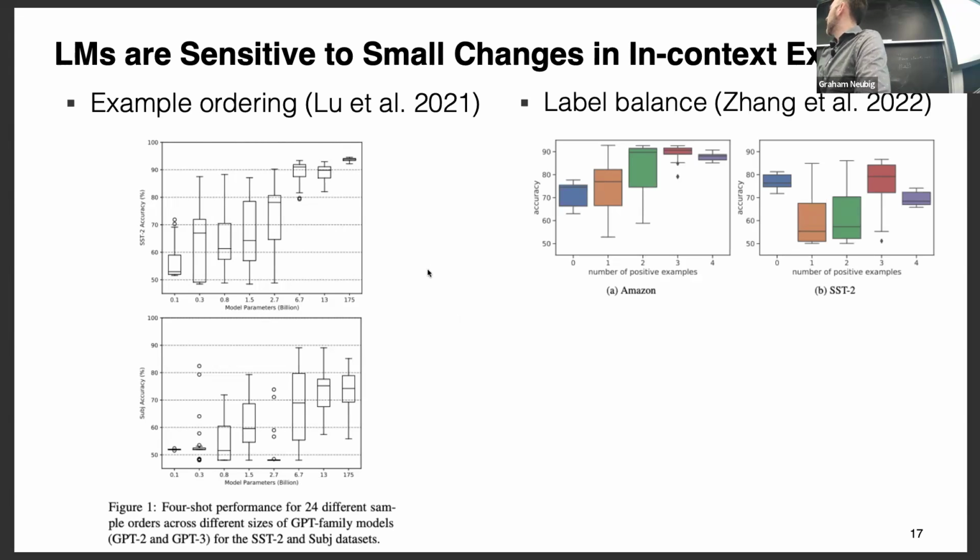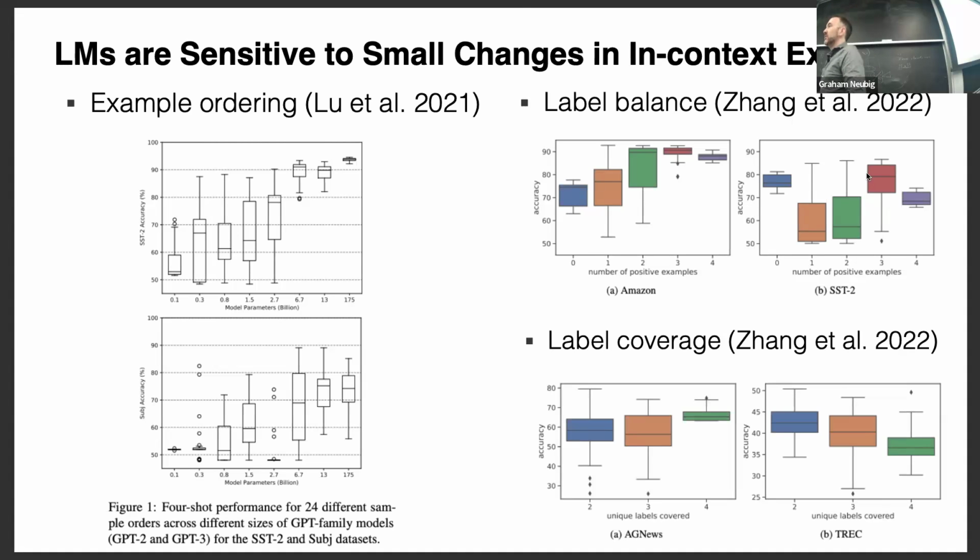Other things that people have looked at are label balance. How important is it for the labels to be balanced? If you're doing sentiment classification, for example, you might have only positive examples or only negative examples, and this can help or hurt your accuracy. For example, on this Amazon review data set, most of the reviews are positive, so you actually do better by having lots of positive examples in your in-context examples. On the other hand, SST2 is label balanced, so having only positive or negative is worse on average than having 3 positive and 1 negative.